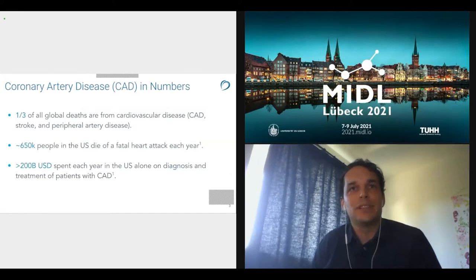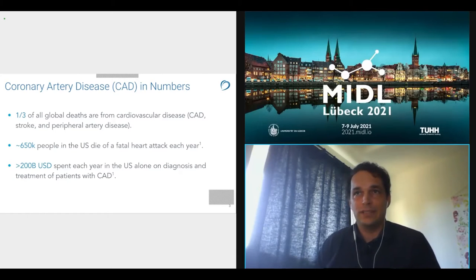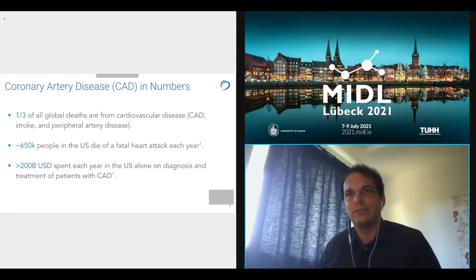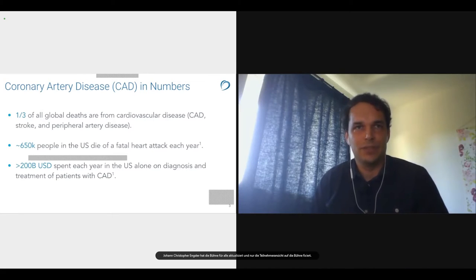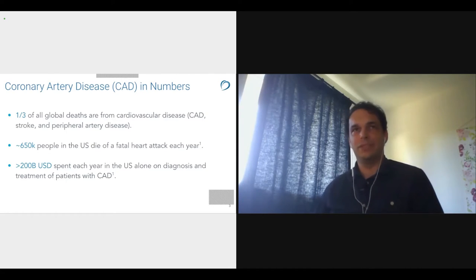Coronary artery disease is very common. It's actually the most common form of cardiovascular disease, and accounts for the majority of it, besides stroke and peripheral artery disease. Every third of us at the moment is likely to die from cardiovascular disease. In the US alone, 650,000 people roughly die from a fatal heart attack each year, and a lot of money is spent on alleviating this situation. More than $200 billion each year is spent in the US alone on diagnosis and treatment of patients with coronary artery disease.